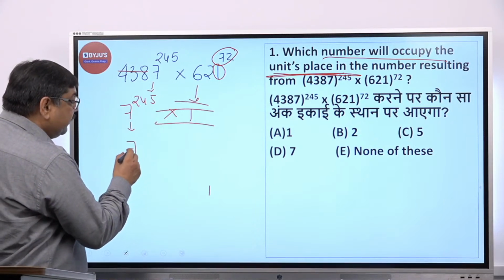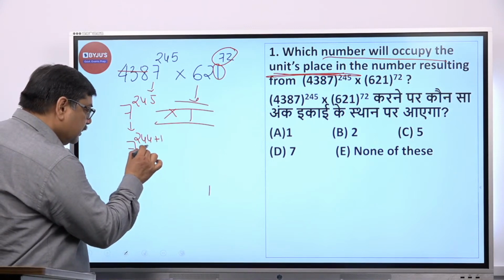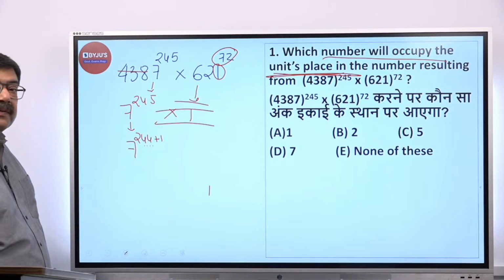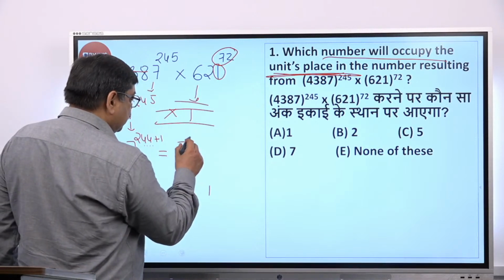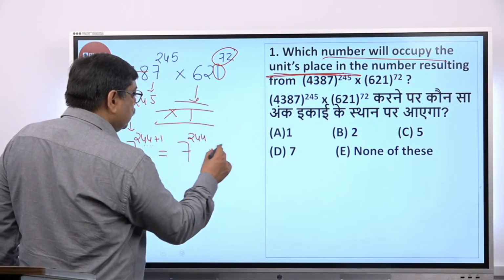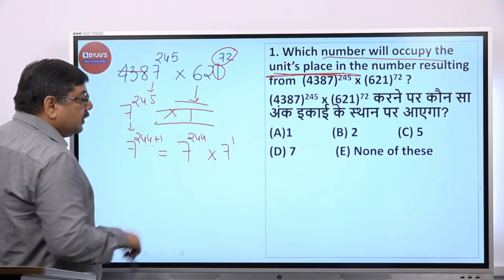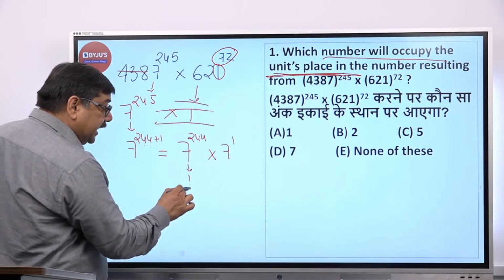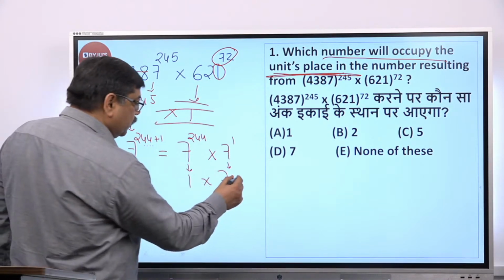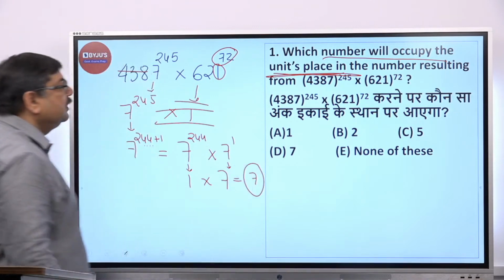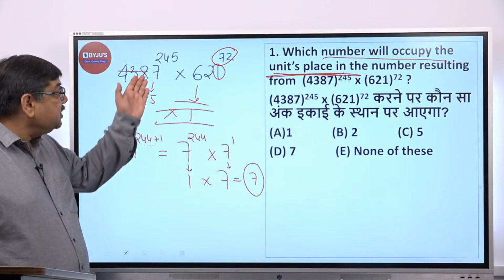So you would write this as 7 raised to 244 plus 1. See? Last 2 digits should be divisible by 4, 44. So this can be rewritten as 7 raised to 244 into 7 raised to 1. Now this, the cyclicity of 7 ends in 1, into 7 raised to 1 is 7. So what you will get here will be a 7. I hope that nobody is concluding, sir, 7 into 1 anyhow 7.